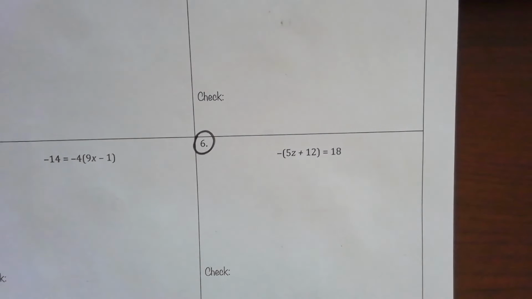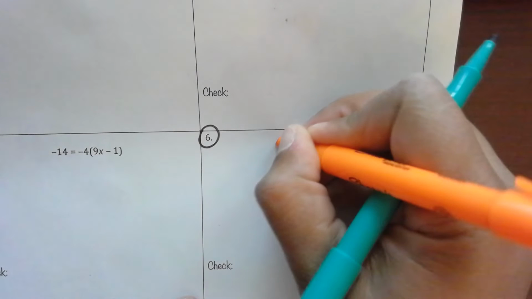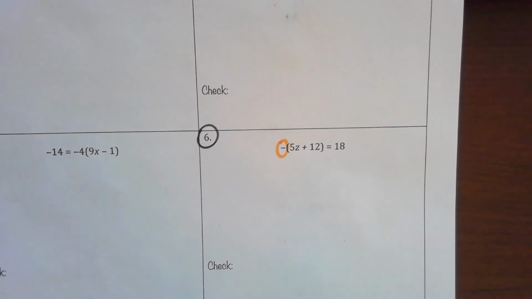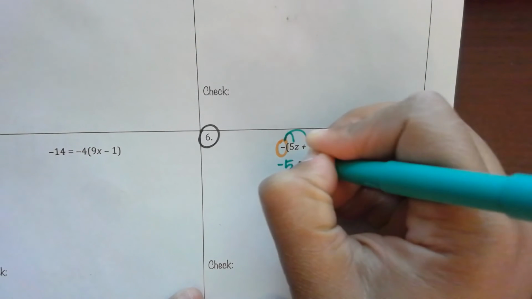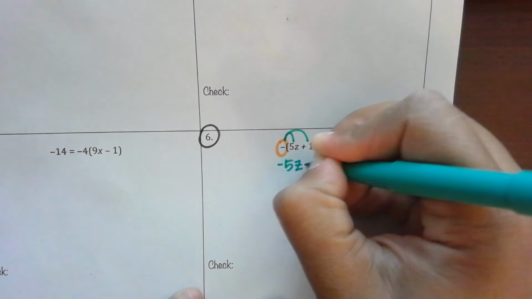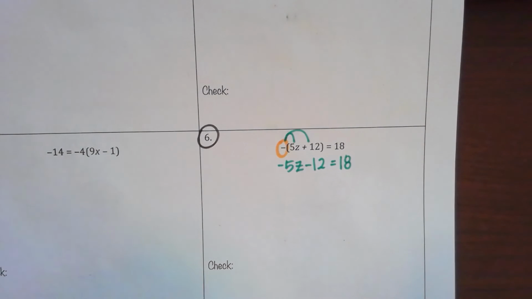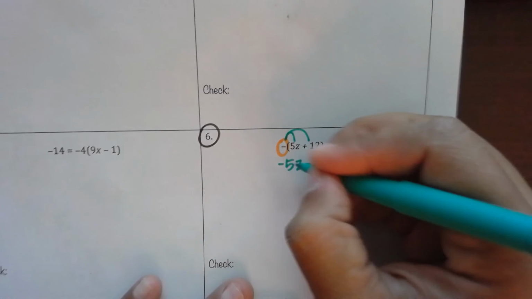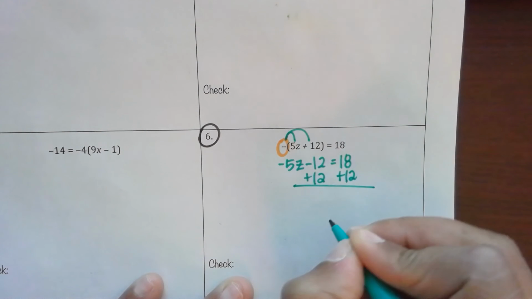Looking at 6, I have -5z plus 12 equals 18. What do I need to do here? What am I distributing? -1. So I'm actually taking the opposite of all the numbers. What's the opposite of 5z? -5z. What's the opposite of 12? -12. Equals 18. Perfect. What do I need to do from here to solve? Add 12 on both sides, because that's my constant and it's negative to begin with, so addition is the only way to get rid of it.